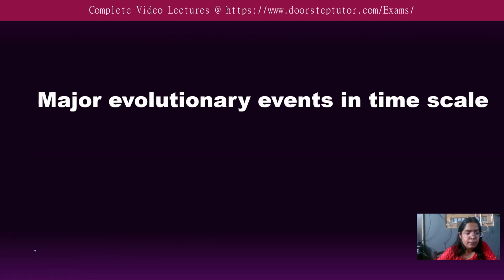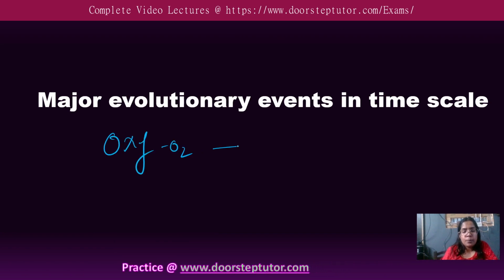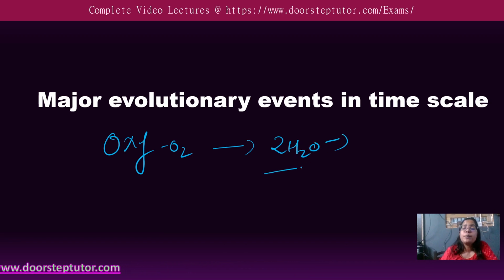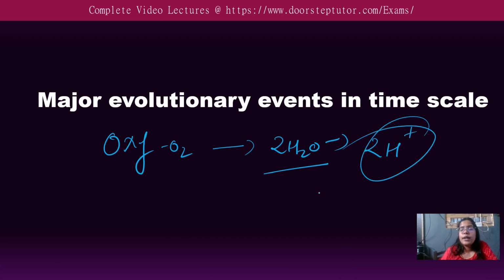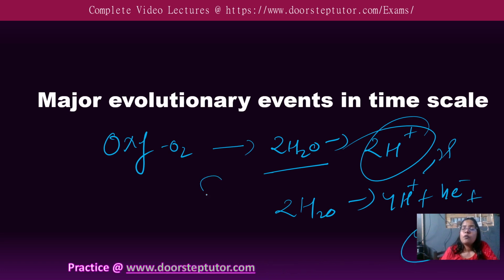So let me explain to you. In the oxygenic case, we require O2. It means two H2O molecules split into protons. This 2H2O molecule will split into 4 protons, which will make a proton gradient, and then 4 electrons and then oxygen. So this is the pattern, right?